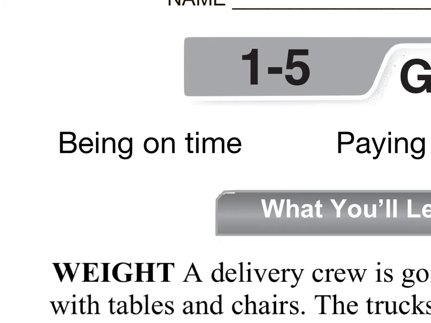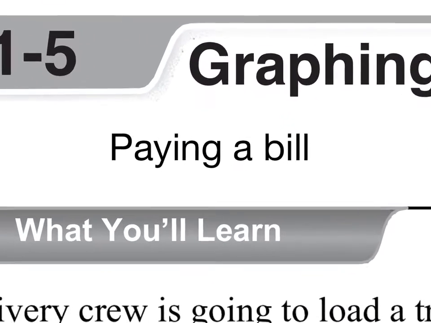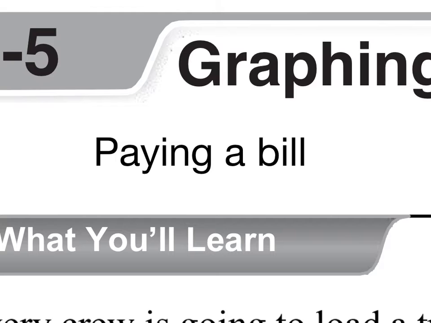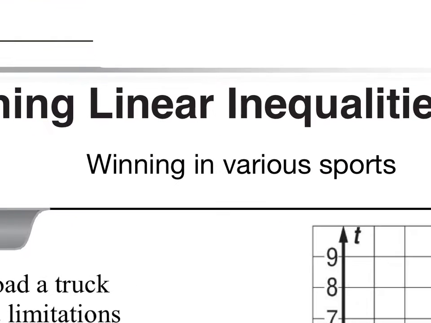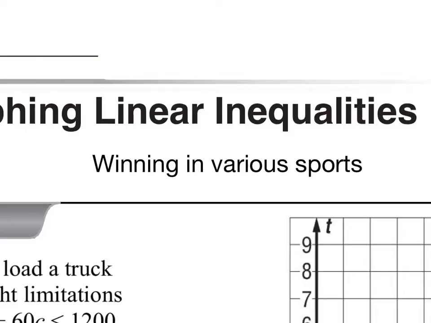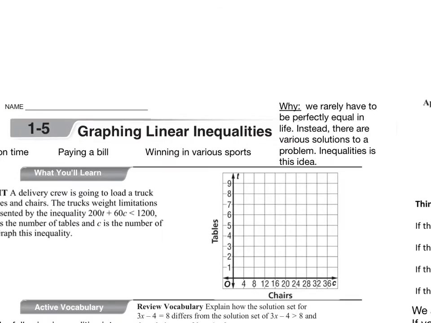We've covered this some in the past. Being on time: you don't have to enter the classroom exactly as that bell rings. You should really be there less than, before that bell rings. Paying a bill: you don't often have to have exact change. As long as you have that amount or more, you can pay a bill. Talked about winning in various sports: you often want to have more points than the other team.